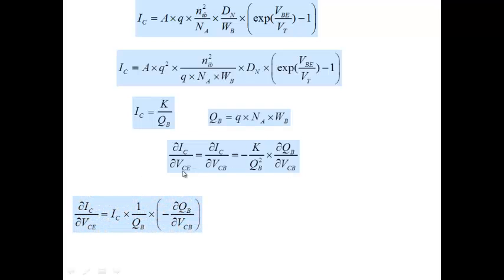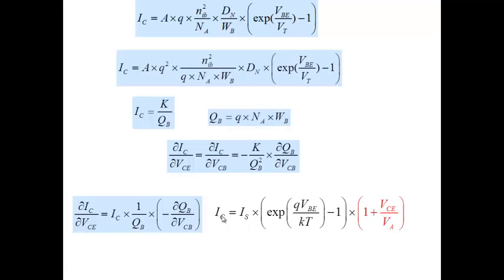So delta IC by delta VCE is equal to K by QB, which is nothing but IC. So we write IC here, times 1 over QB minus del QB by del VCB. Right? So that's the del IC by del VCE.